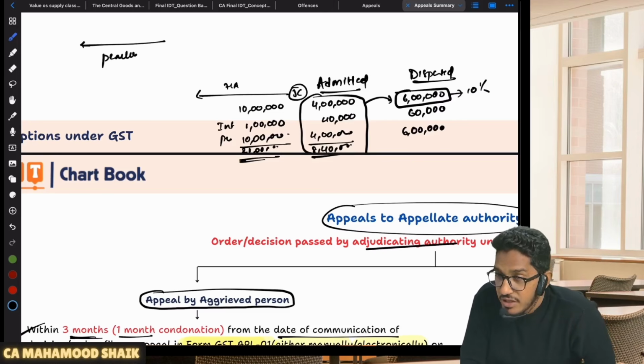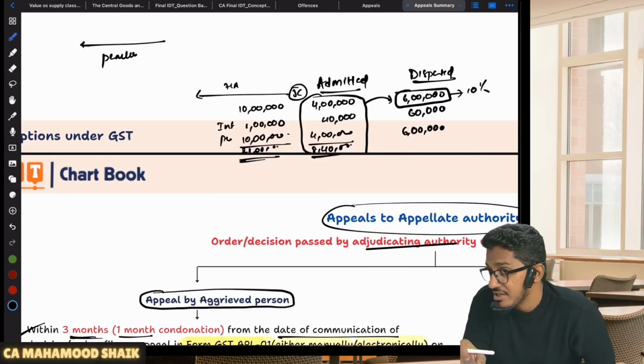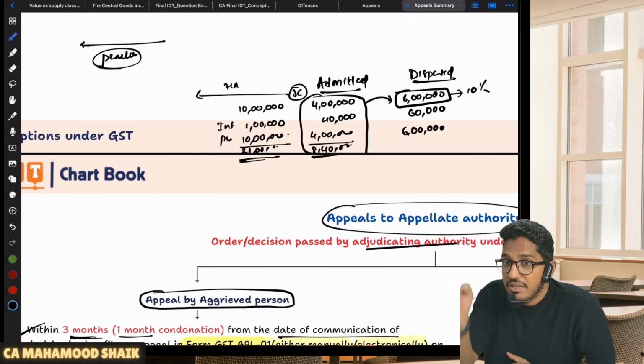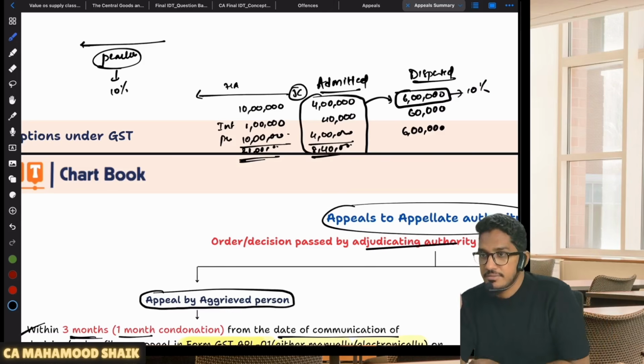If you are challenging the order where tax and all is not there, like for example, they want to impose on you penalty only under section 122(1), the tax interest will not be there, only penalty will be there. If you want to challenge the order only where penalty is payable, no tax and interest is involved there, you are required to deposit 10% of the penalty.